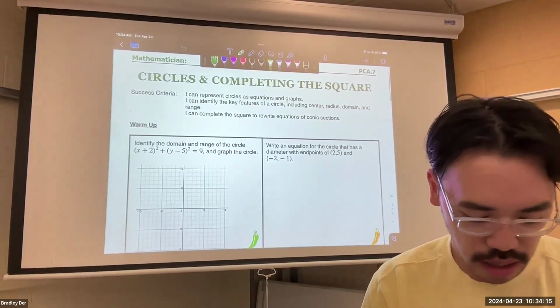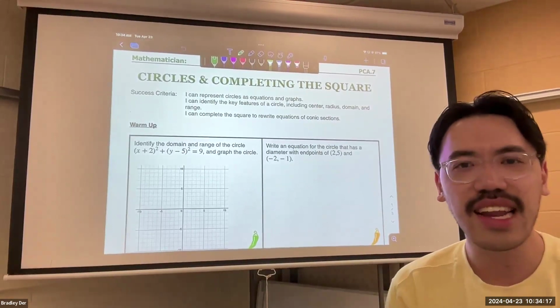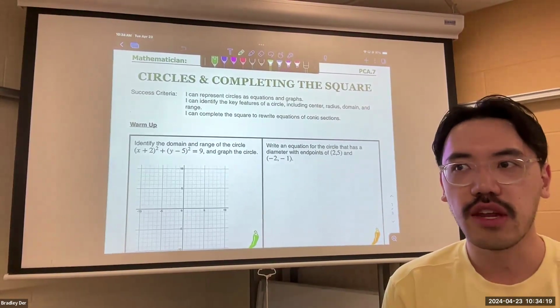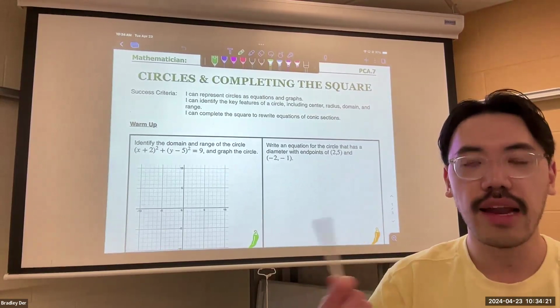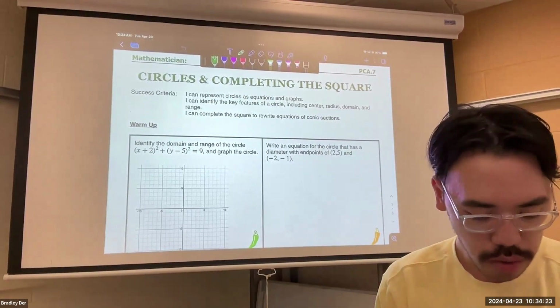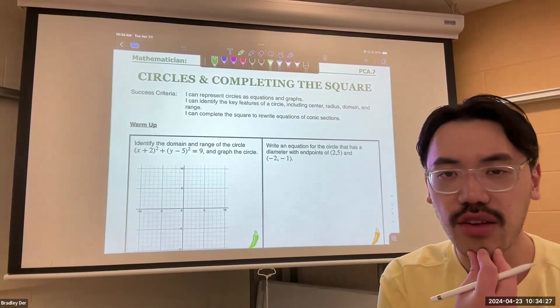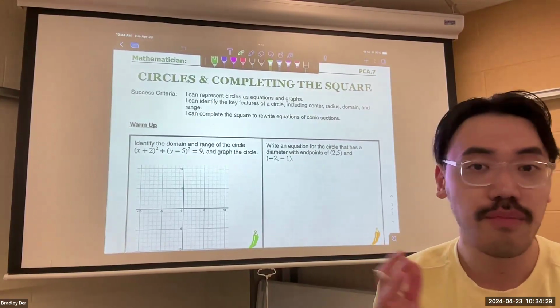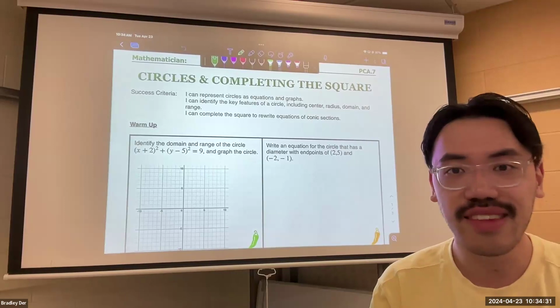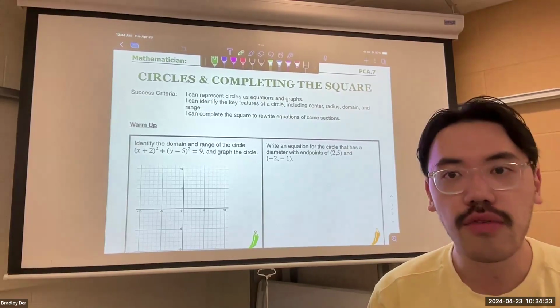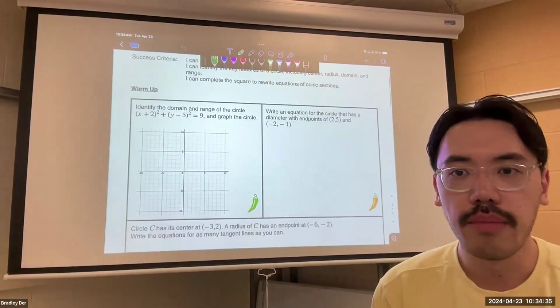First day of the unit, it's about moving on to conic sections, which literally just means things like conic, meaning cone, where you intersect a cone. Day one is about circles and completing the square, hopefully things that you've seen before in geometry. If maybe you don't remember completing the square, I would feel very confident that you've done circles before.